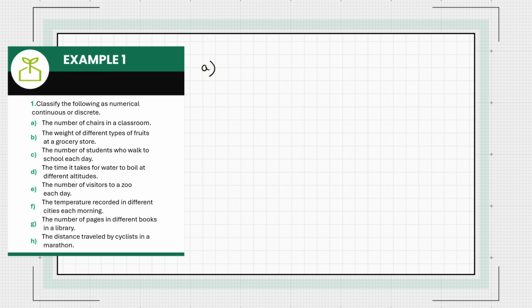So when it comes to a number or a whole number of things that can't be separated, like the number of people, you can't have 3.5 people, you can only have 3 or 4. That's called discrete numerical. Okay, let's look at B.